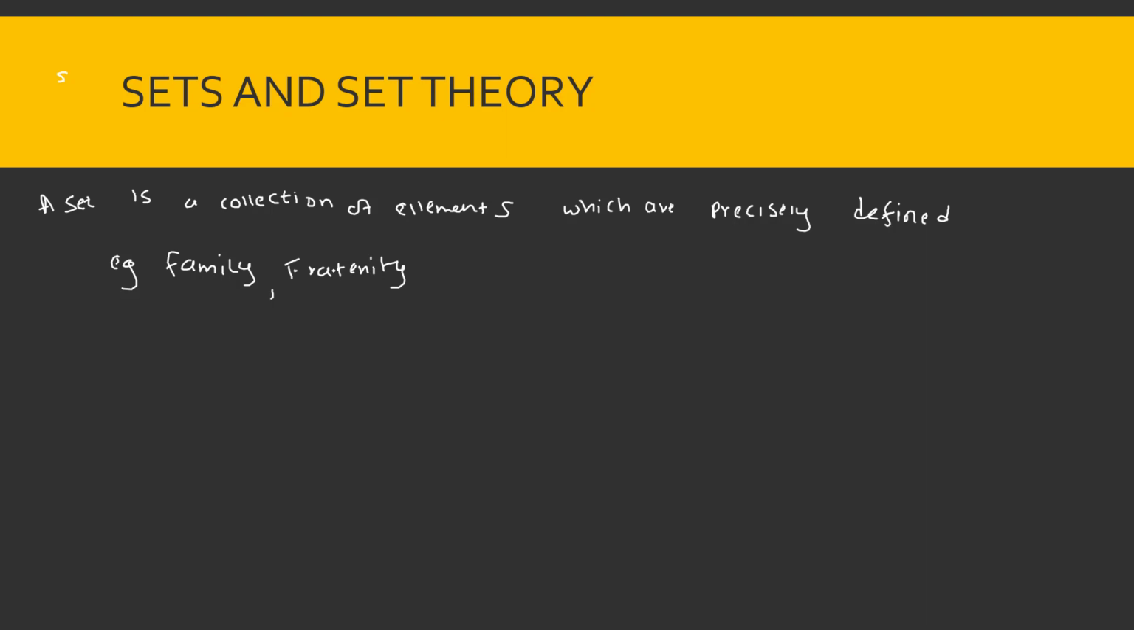So now, what are some of the properties of sets? Number one, the first property we can say is that the elements of a set are well defined.